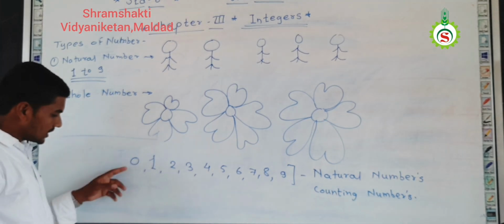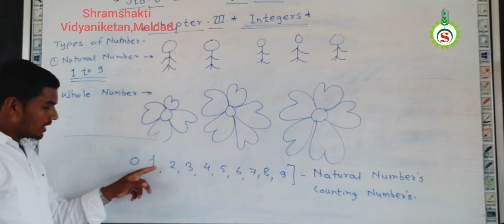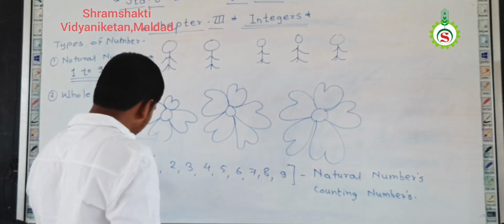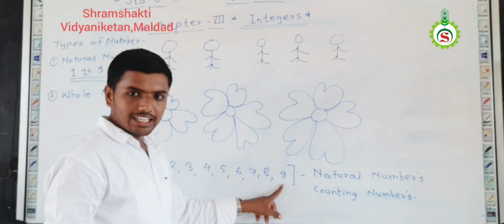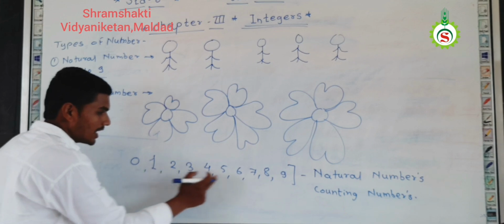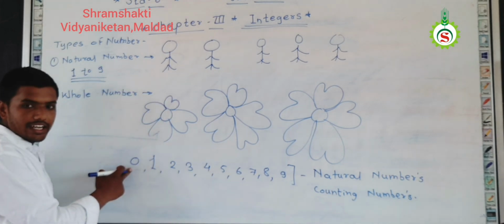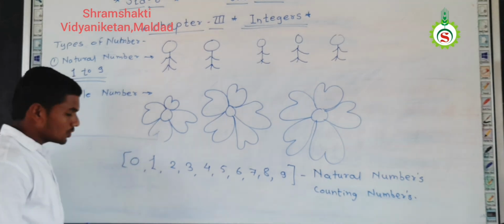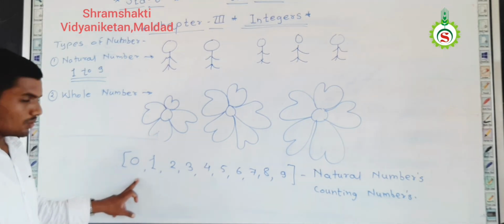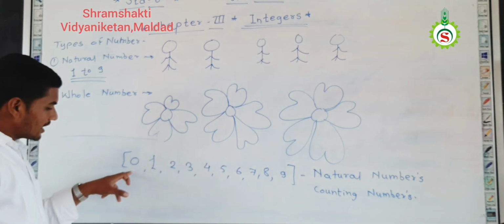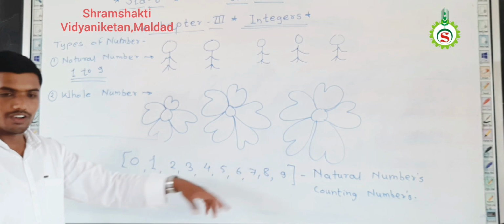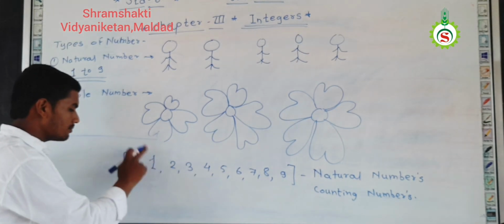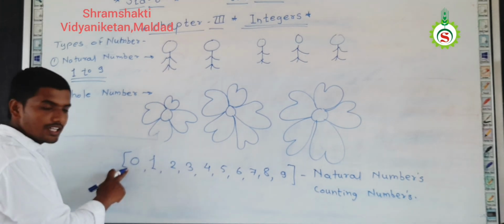Now the series starts from 0, 1, 2, 3, 4, 5, 6, 7, 8, 9. The series starts from 0 and ends with 9. That means 0 gets added into the natural numbers. If I add 0 into the natural numbers, those numbers are called whole numbers. Whole numbers start from 0, not from 1. Natural numbers start from 1. Whole numbers start from 0.